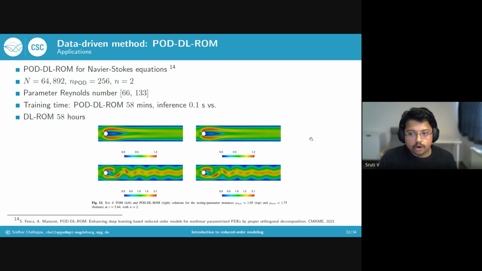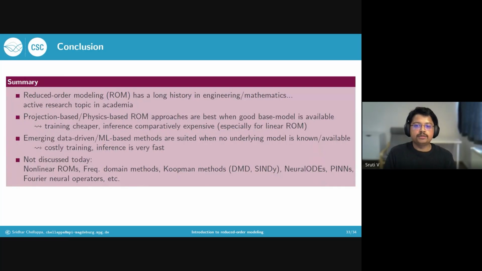Of course, there are a lot more methods to talk about, but that's not enough for one talk. So I just want to summarize briefly by saying the following. Reduced order modeling has a long history in engineering and mathematics. It's not new. It's been around since the 70s and the 80s, and continues to be a very active topic of interest, both in academia, and I think it's also been increasingly adopted in industry.